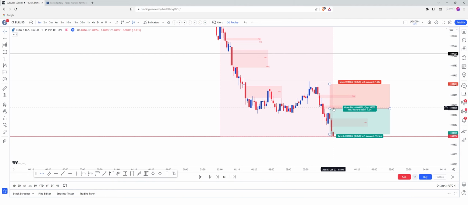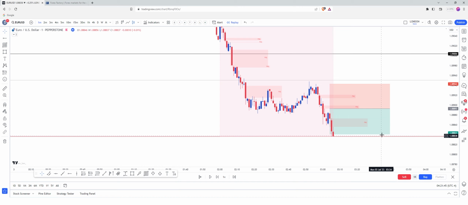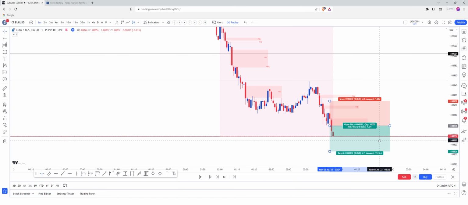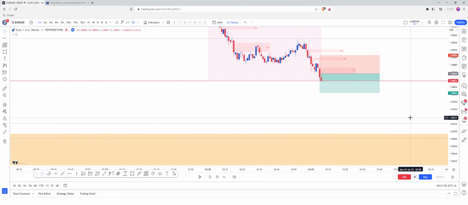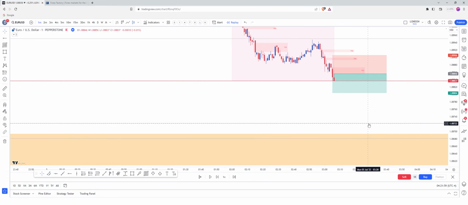So we haven't got tagged in. Price is continuing to pull away. Now at this point, being a Silver Bullet setup with liquidity much lower down, I would follow this down. So the target really is your optimal trade entry here.